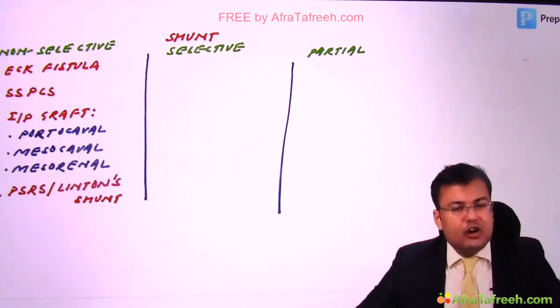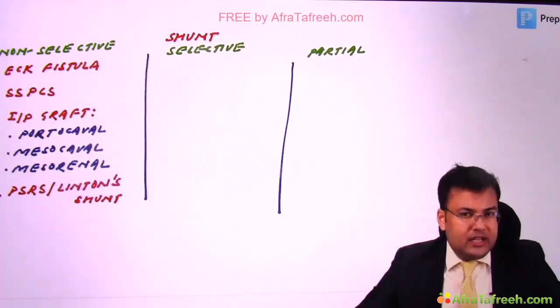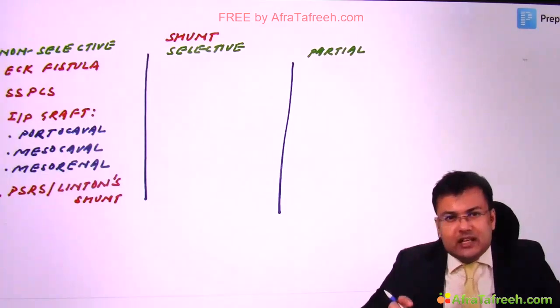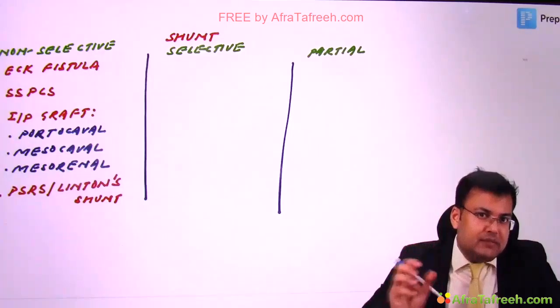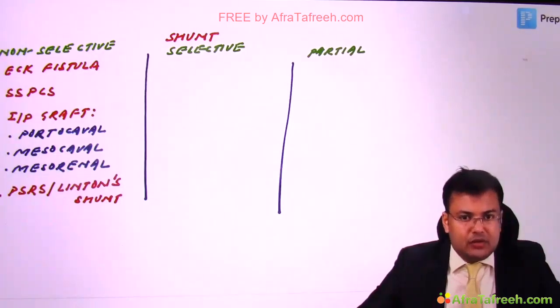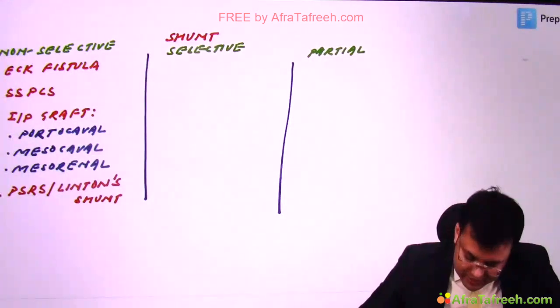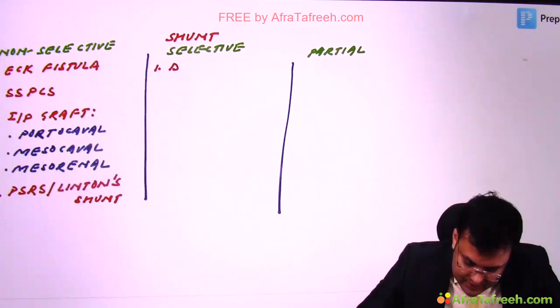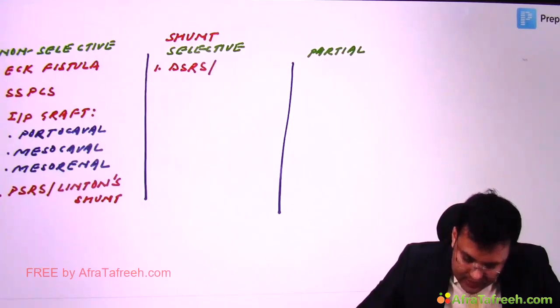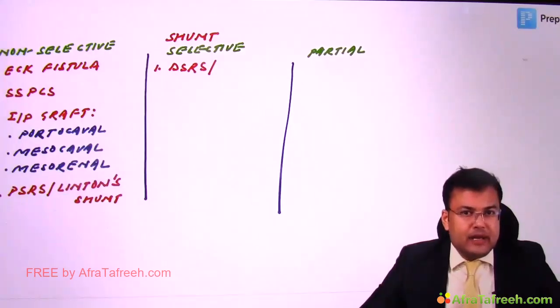What is the meaning of non-selective shunt? In non-selective shunt, there is migration of almost whole blood of portal vein into systemic circulation. Almost whole blood. Selective shunt means selectively one particular region is being drained into systemic circulation. So what are the types of selective shunt? First is DSRS, the distal splenorenal shunt.